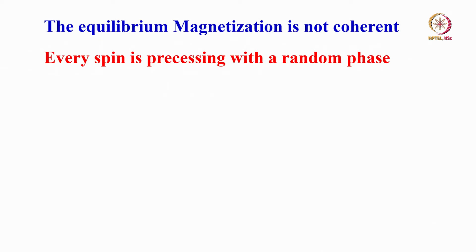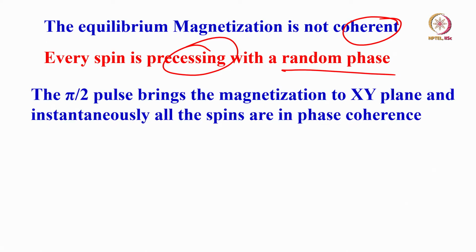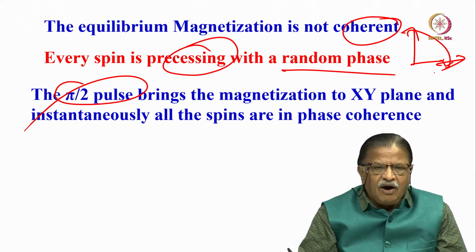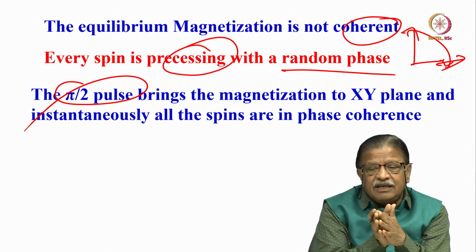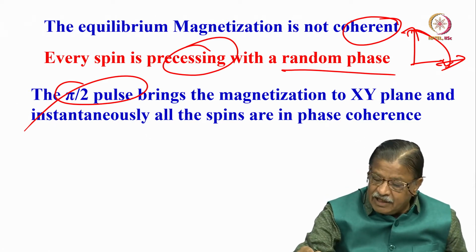We will see that. The equilibrium magnetization is along the z axis. Is it coherent? Coherence means all the spin vectors should be in phase. It is not there. They are not coherent. Every spin is precessing with a random phase. As a consequence, the z magnetization, the equilibrium magnetization, is not coherent. Whereas if you apply a pi by 2 pulse and bring the z magnetization to the xy plane, then all the spins instantaneously have phase coherence. Immediately they have a phase coherence.